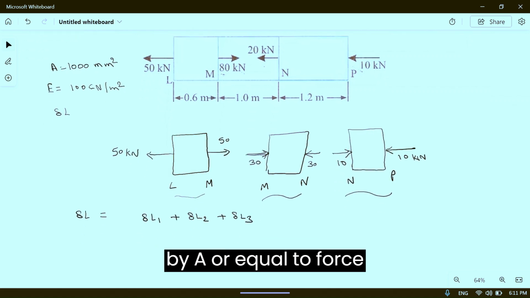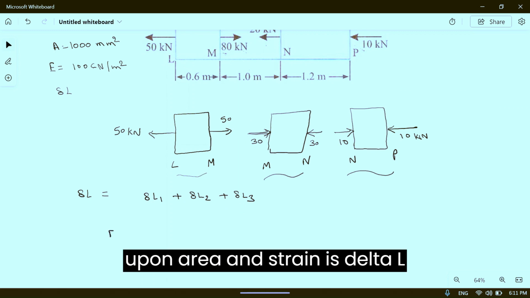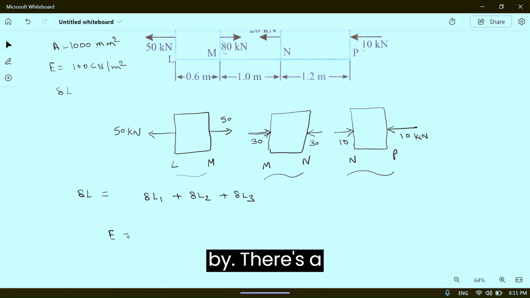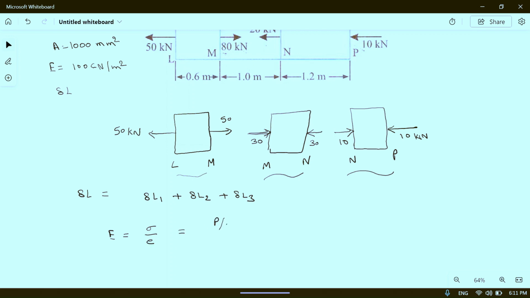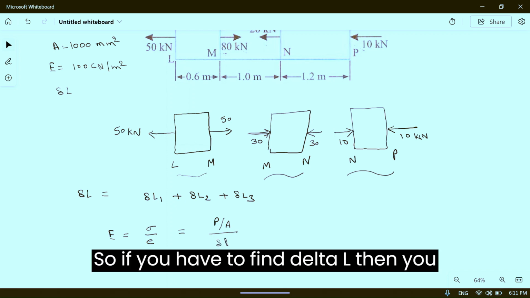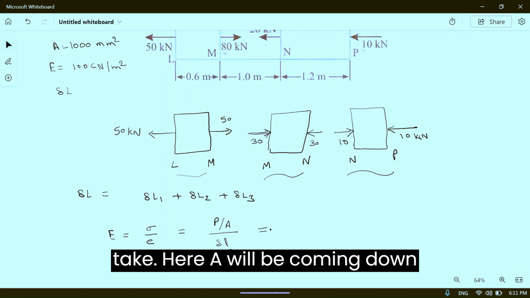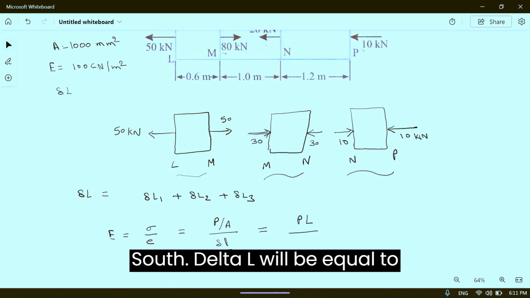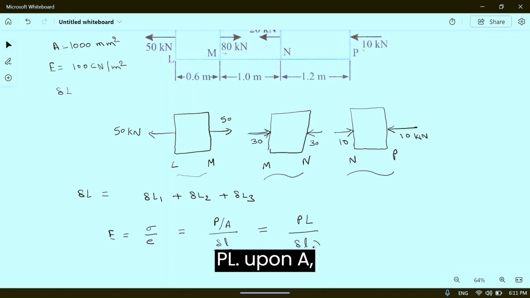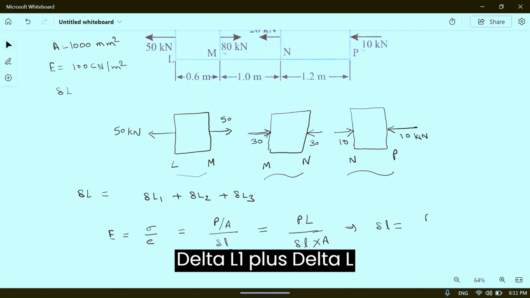Now how to find the elongation? Now we know that modulus of elasticity is equal to stress upon strain. Now stress is P by A, or force upon area, and strain is delta L by initial length, which gives E equals PL upon delta L into A. So if you have to find delta L, then E will be coming down, so delta L will be equal to PL upon AE.